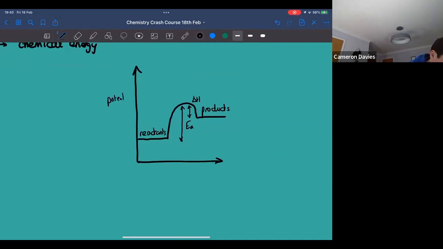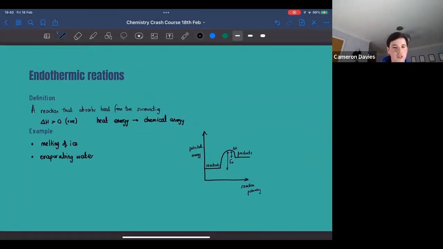If you've not covered that before, if this looks confusing, don't worry about it, because it's something that you'll learn in another topic. So if it's confusing at the moment, just draw the diagram if you want, but if not, don't worry too much about it.